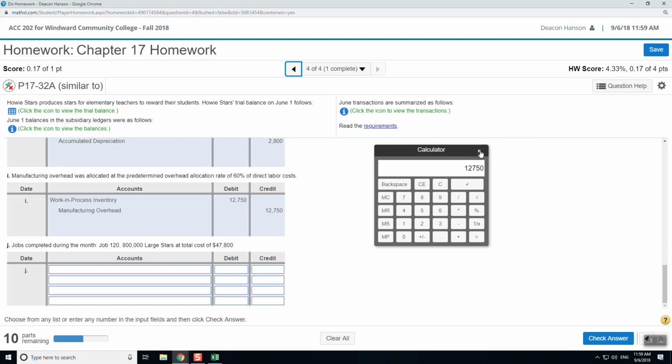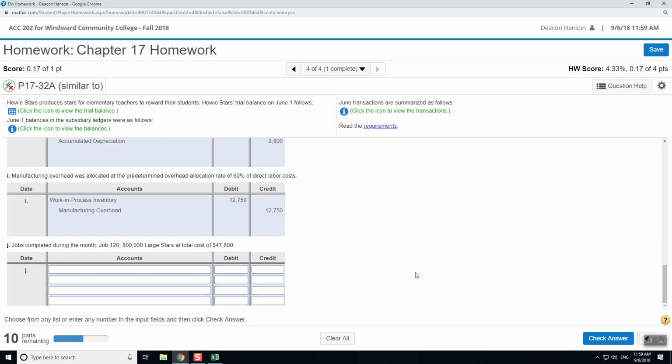drama. Okay, now it's saying the jobs that were completed. So what we're going to be doing now is moving jobs out of work in process and into finished goods. If these jobs are completed, then they're ready to be sold. They may have been sold already once they got completed. But let's see. So job 120, 800,000 large stars at a total cost of 47,800.